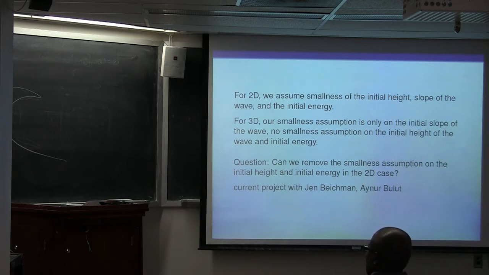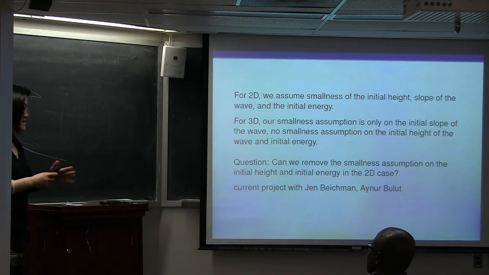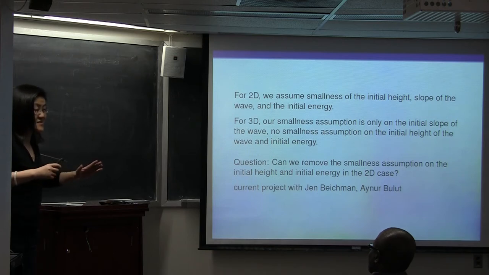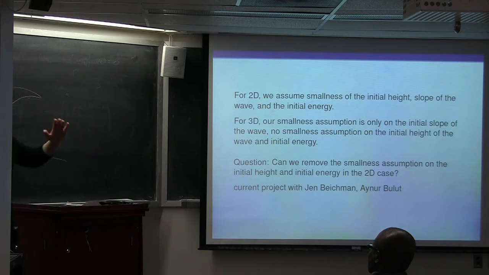But this is a little bit counterintuitive, right? Because we know that we should only assume the slope is small. Height should be irrelevant. The slope being small should guarantee the wave remains small for all time, but the height, I mean, it's not important. But this hasn't been removed, okay? So can we remove the smallness assumption on the height energy in the 2D case?